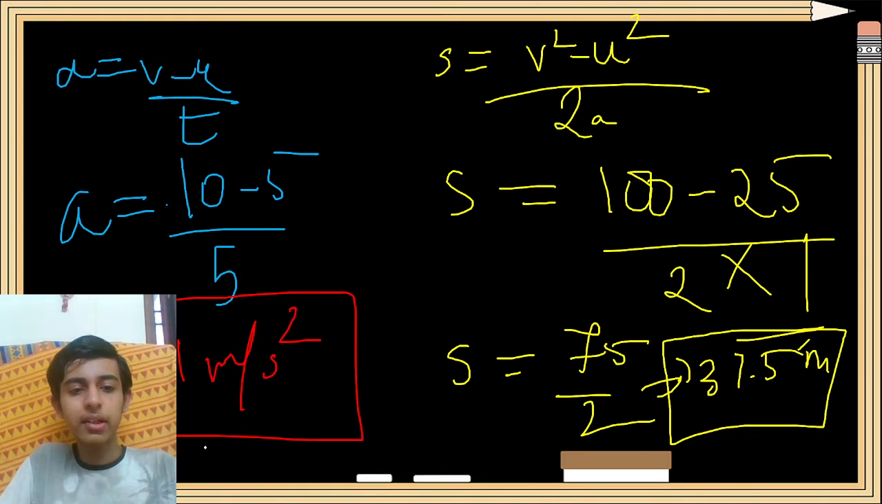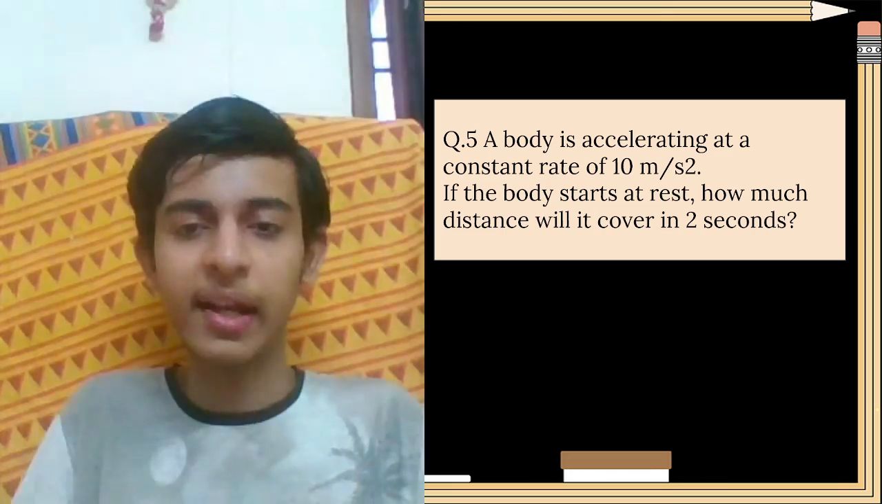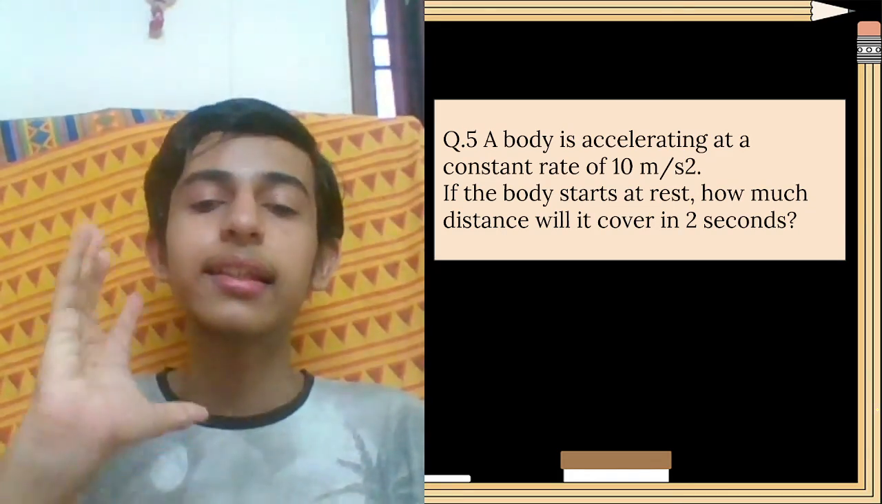So 37.5 meters is your correct answer to this question. Acceleration is 1 meter per second square. The distance traveled is 37.5 meters. Next question, and this is the last question for today.